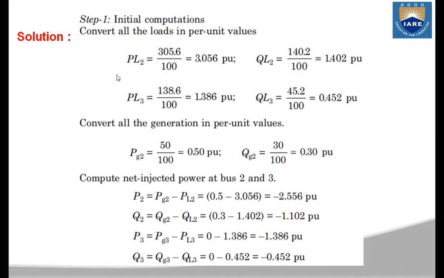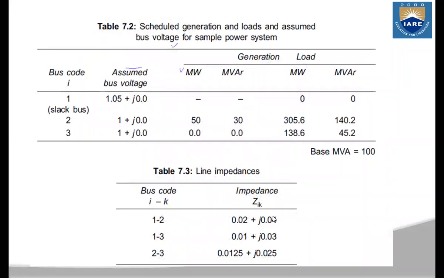Okay. So now PL2, which is nothing but the real power load at bus number 2. If you want to convert into per unit values, first you have to take the actual value by the base value. The actual value of real power at the second bus, what is the value? This one. At the second bus, PL is 305.6.